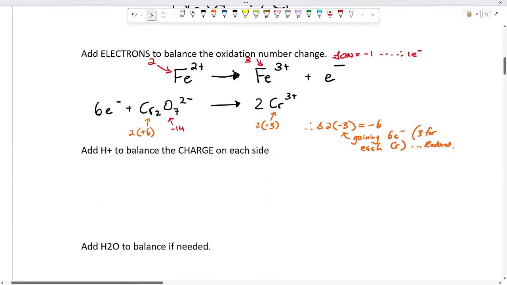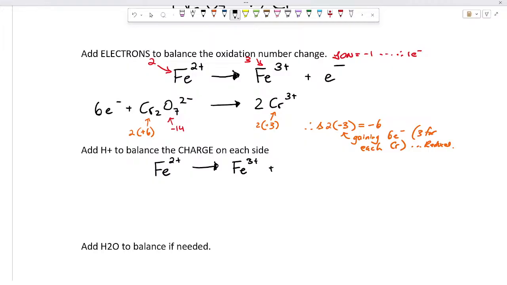Now, for each one of these, we need to balance the charge if it needs to be balanced. So let's look at our first one. Fe2+ becomes Fe3+ and an electron. What's the charge over here? It is +2. Okay. What's the charge over here? +2. Do we need to balance it? Nope. Okay, so we'll leave that be.